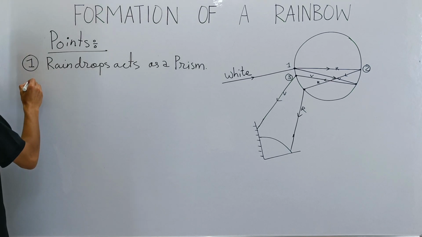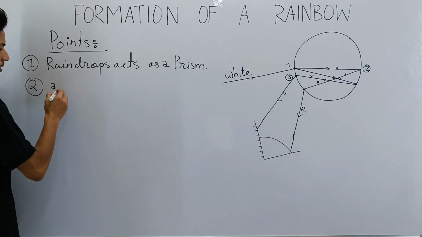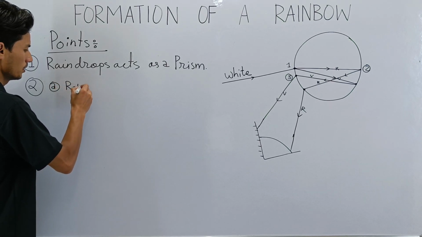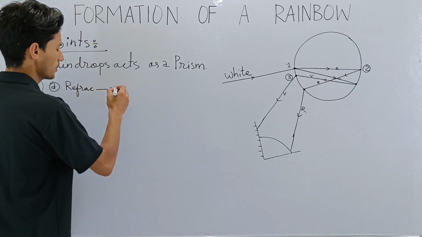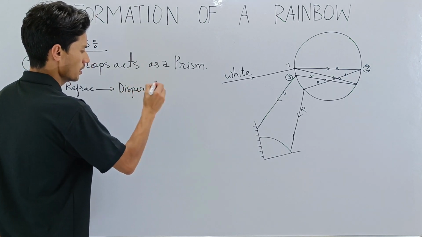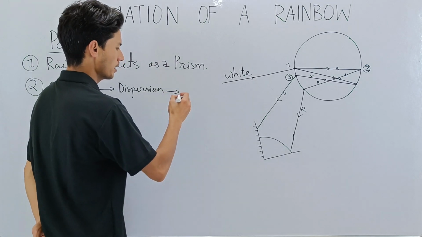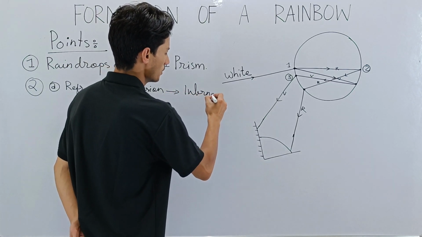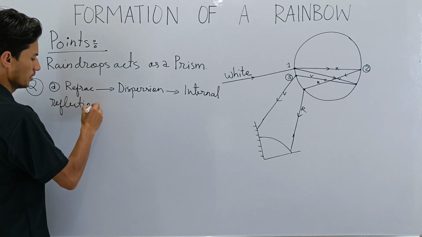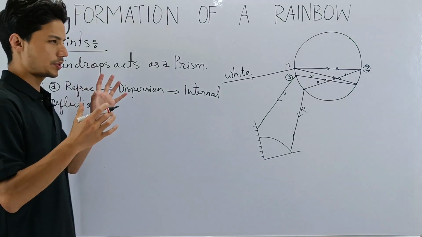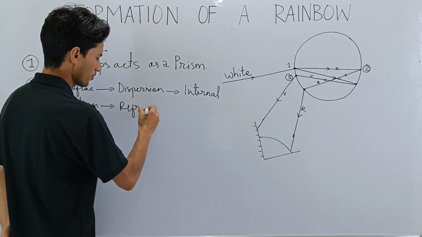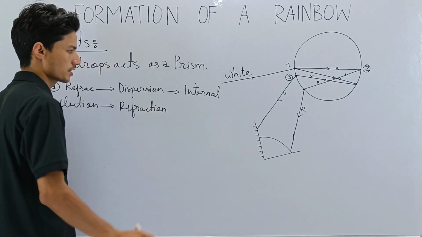Then point number 2, step 2. The first thing which happens is refraction. Then at the same time refraction and then dispersion takes place. Then what happens after that? Internal reflection takes place. This will help you prepare a mental picture. And then what happens after that? Refraction takes place. This is how it happens.